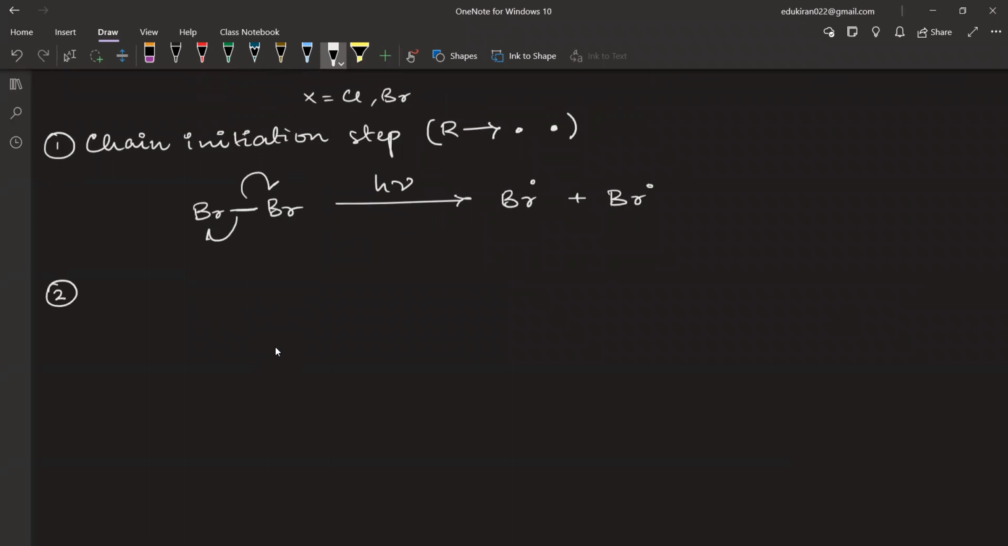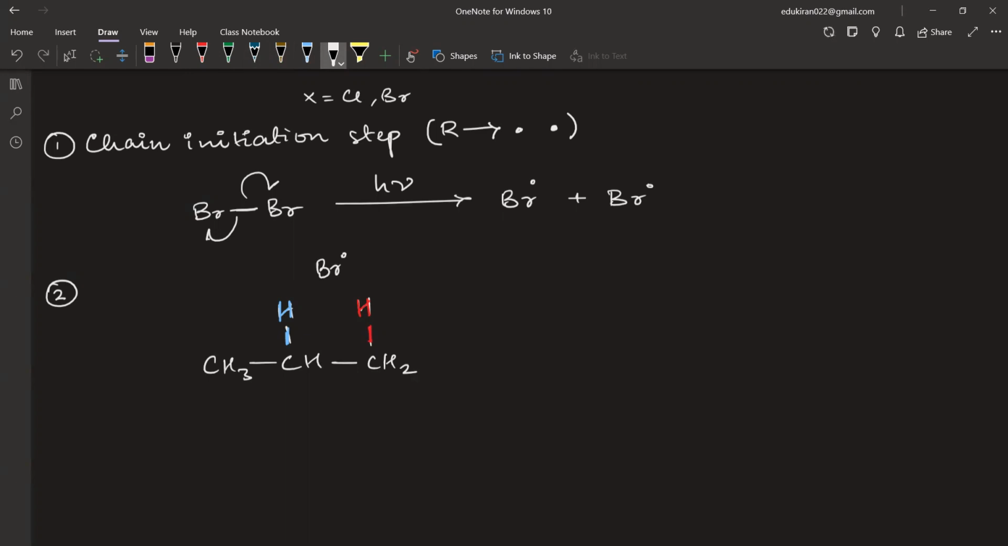Now the second step, what is going to happen? You will have your alkane. For example, let us see CH3, which has this hydrogen here. CH3, and one hydrogen is here for CH2. Now I have shown you two different hydrogens. Let me write it as the blue hydrogen and the red hydrogen. And we have a Br free radical here.